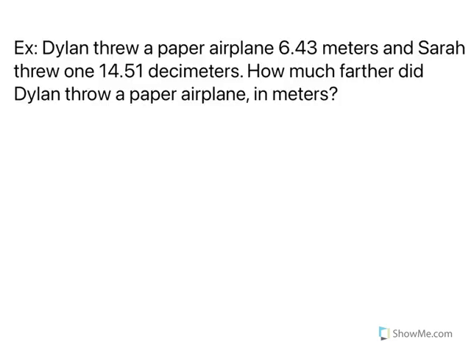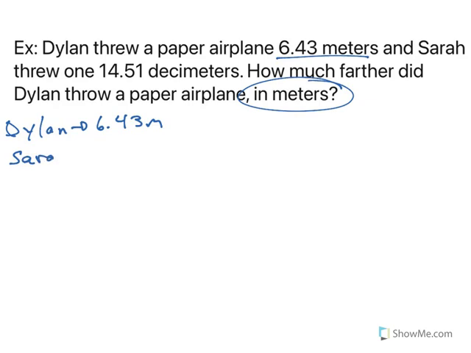Dylan threw a paper airplane 6.43 meters and Sarah threw one 14.51 decimeters. How much farther did Dylan throw a paper airplane in meters? Okay, so we want the final answer to be in meters. Dylan already threw that, so we know that Dylan is at 6.43 meters. Sarah is at 14.51 decimeters. Okay, decimeters. So how do I go from decimeters to meters?